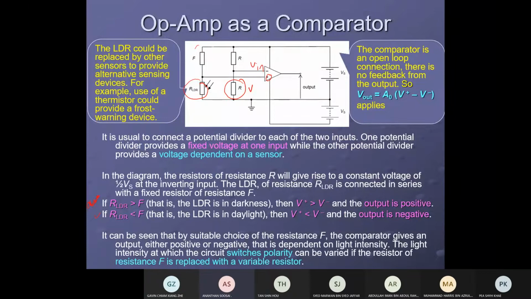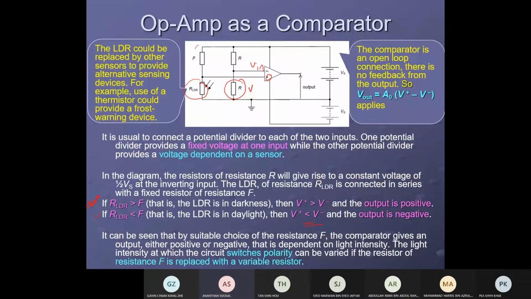There is a mistake here. When the LDR resistance is small, the voltage across the LDR becomes smaller. So V positive will be smaller than V negative, so the output will be negative. This is how you should write. V positive smaller than V negative, 1 mark. Output is negative, 1 mark. But you have to say that when temperature rises, resistance decreases. You need to give the answer in terms of inequality signs.